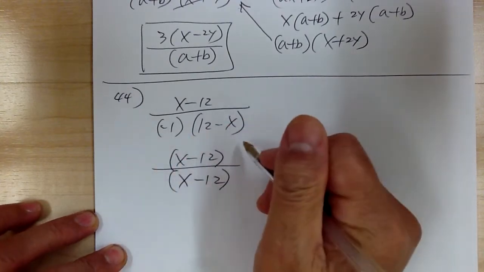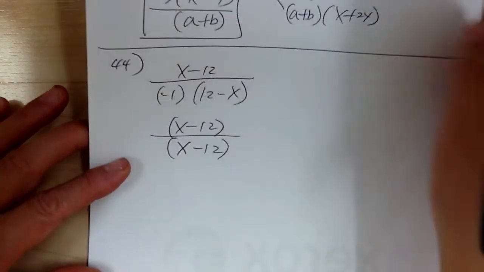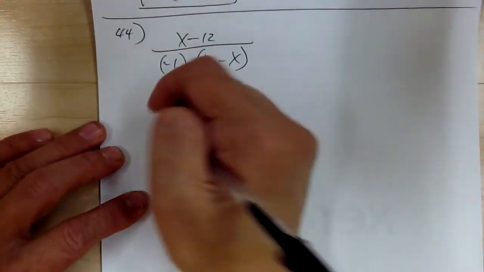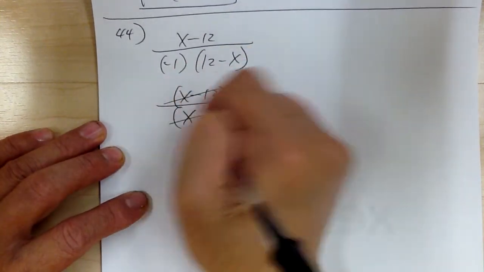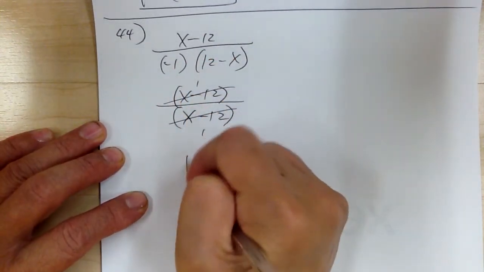A group can cancel. Do not cancel individual terms. You can cancel out the group. So the whole thing is a group. When you cancel out, the answer would be just 1.